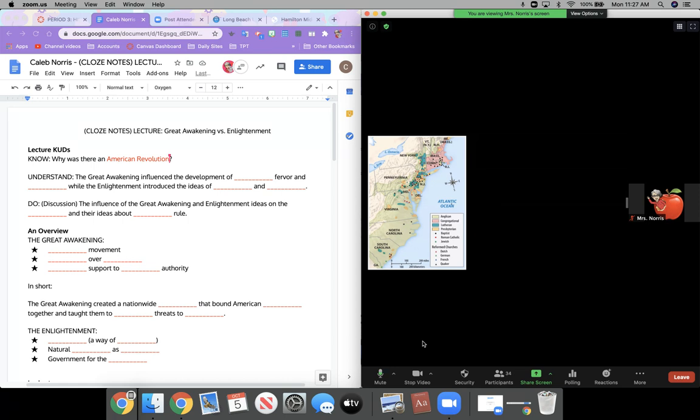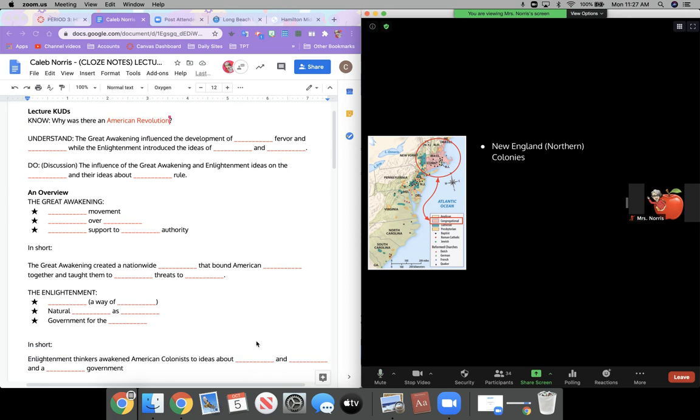And the Great Awakening began in the northern New England colonies, where it was a congregational religion, where people went to a church and listened to a sermon. So the Great Awakening started in the New England colonies, in the northern colonies.